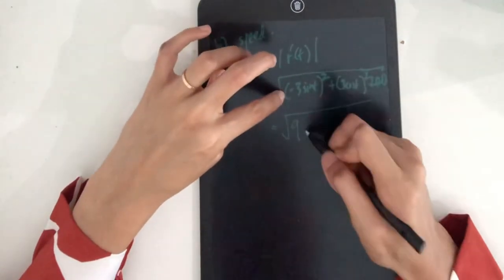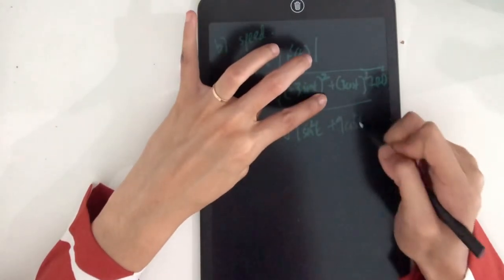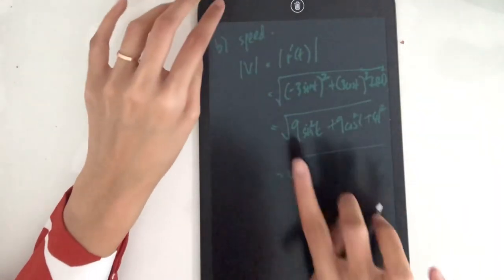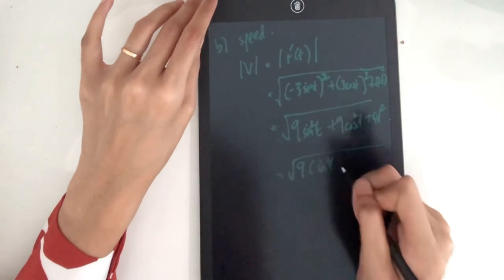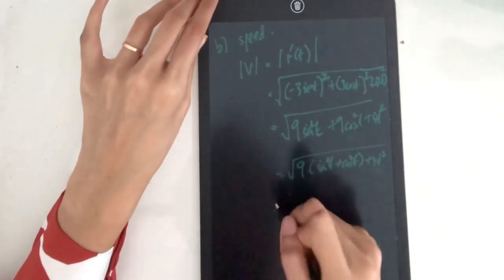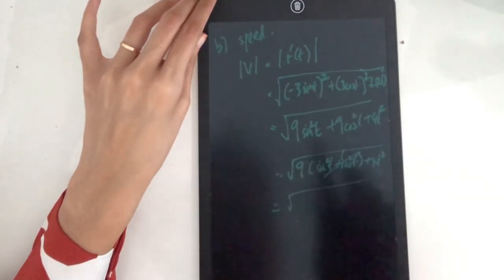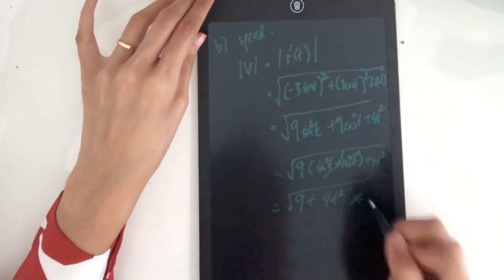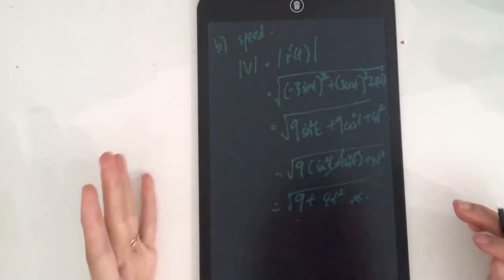So 9 sin squared t plus 9 cos squared t plus 4t squared. Factorize 9, so you have 9 times sin squared t plus cos squared t, plus 4t squared. And sin squared t plus cos squared t is equal to 1. This is a trigonometric identity, so we have 1. So 9 plus 4t squared, all under the square root. Simple, easy. Okay, that is the speed.